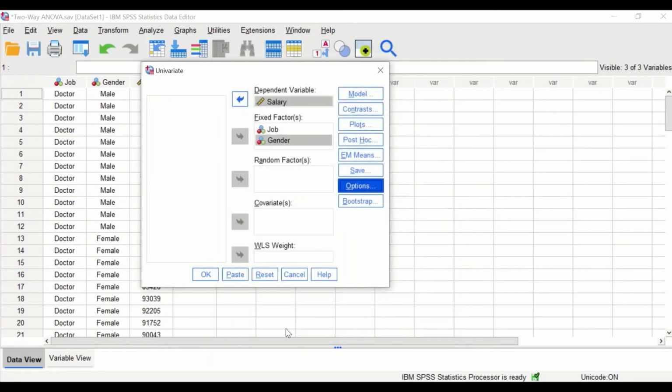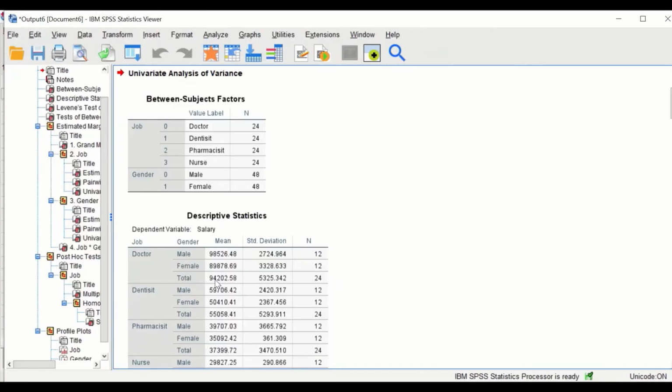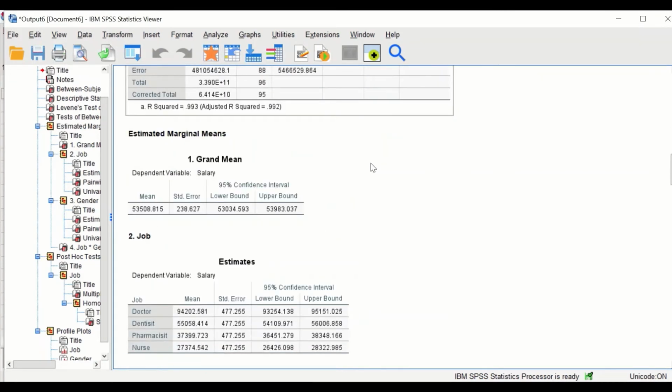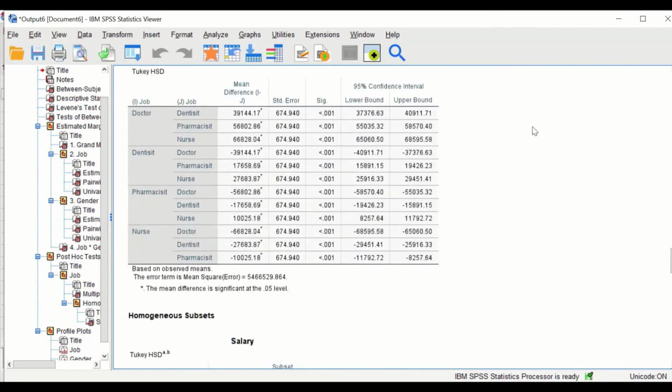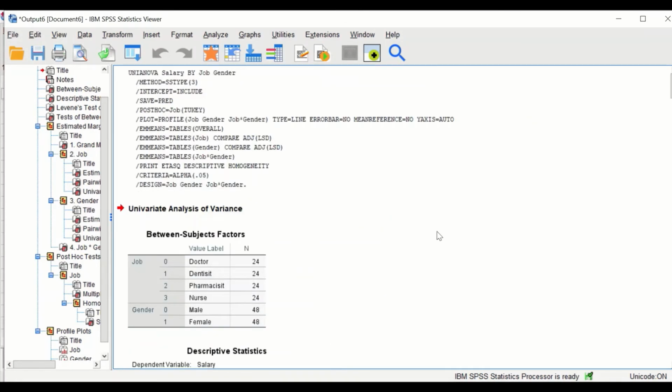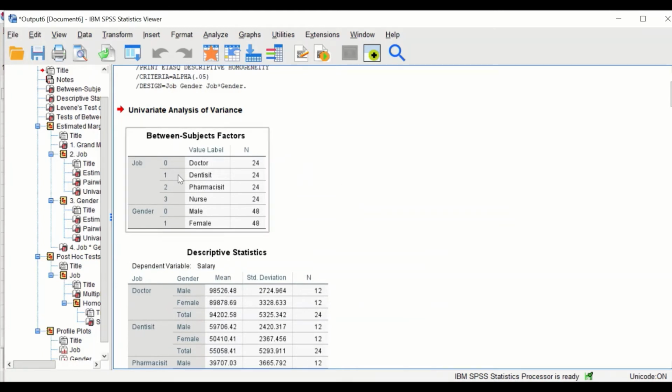Click on Continue, and if you click on OK, several tables are generated with plots towards the end. So in the first table, which shows the descriptive data for the job, which has 4 levels: doctor, dentist, pharmacist, and nurses, there are 24 individuals in each group. And for the gender, when the data is split by gender, male or female, both are 48.